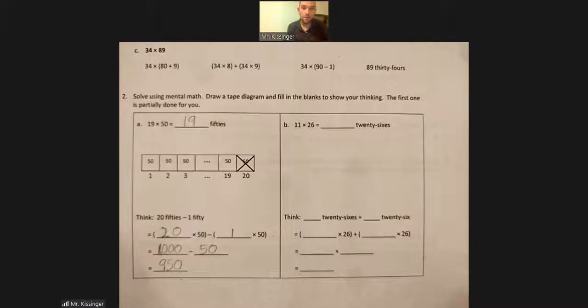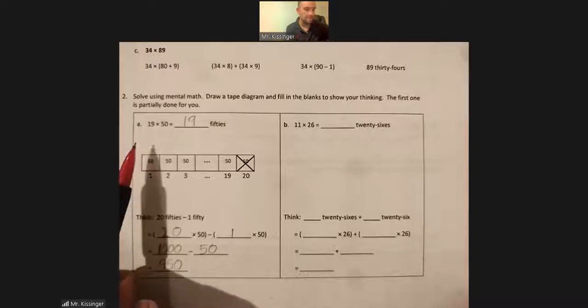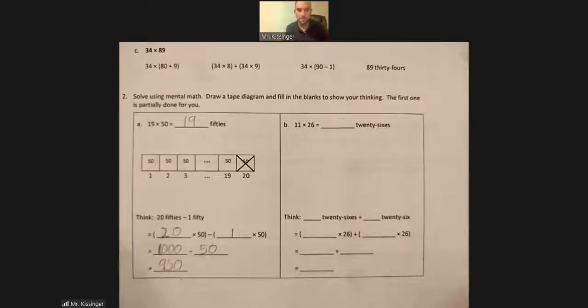So that's how we're going to use our mental math to figure out something like 19 times 50. We might not know 19 times 50 right offhand. We don't know 19 times 5. We can say, okay, well, what's 20 times 5? Well, that's 100. We add our 0. It gives us 1,000, and then we subtract 50, and it gives us 950. Just an easier way to think about it.